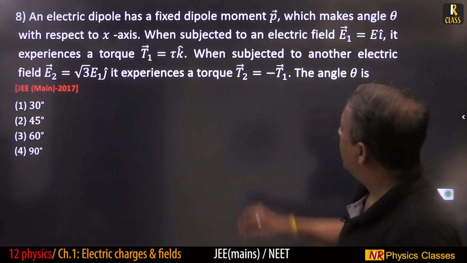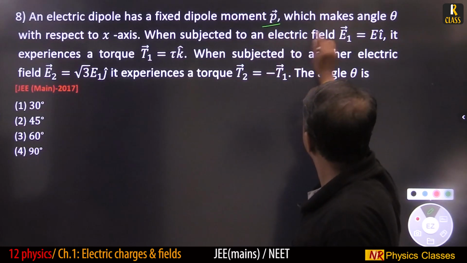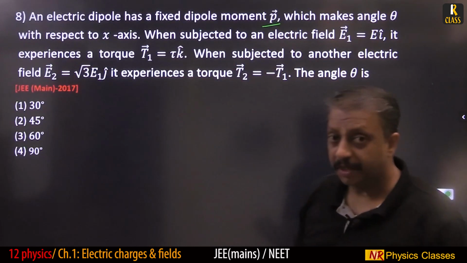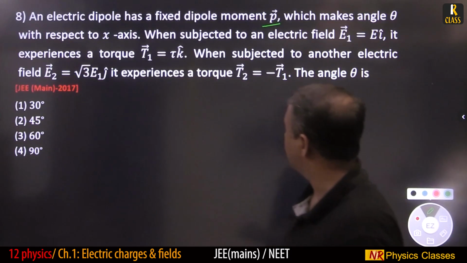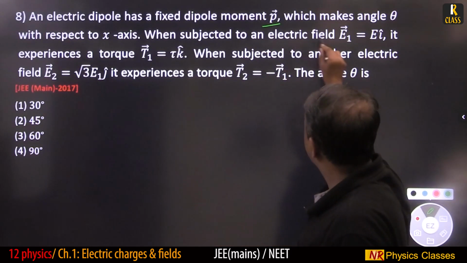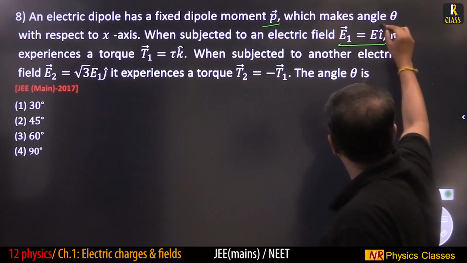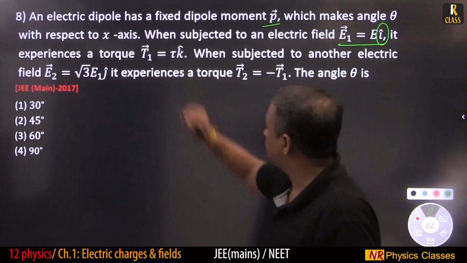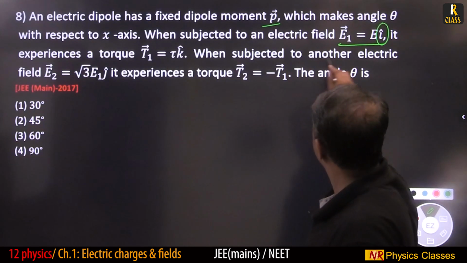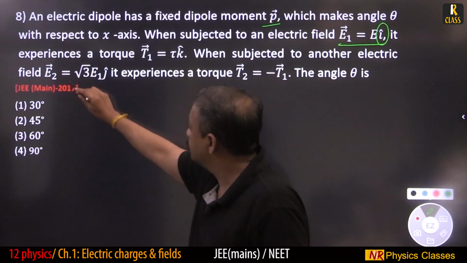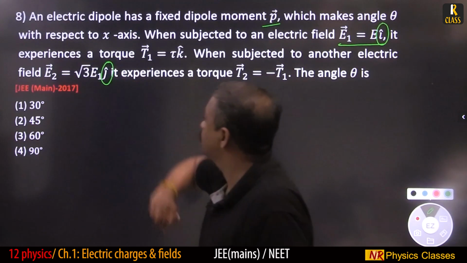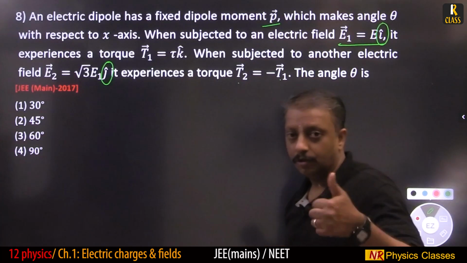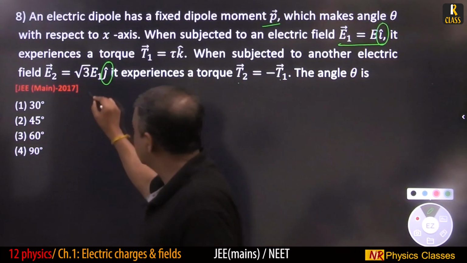An electric dipole has a fixed dipole moment P, which makes an angle theta with respect to x-axis. So with respect to x-axis, the dipole makes some angle. When subjected to an electric field along x-axis, it experiences torque. When subjected to another electric field along y-axis, it experiences torque which is equal and opposite to this.